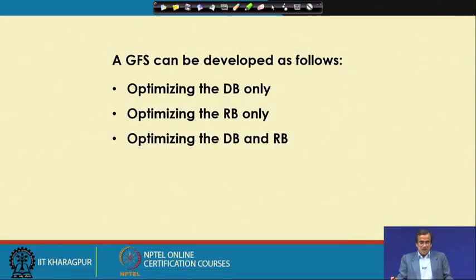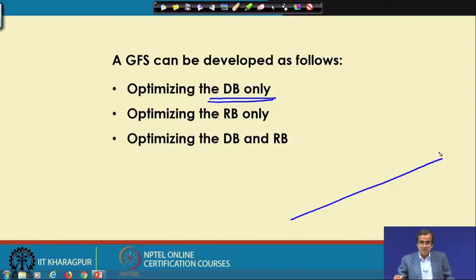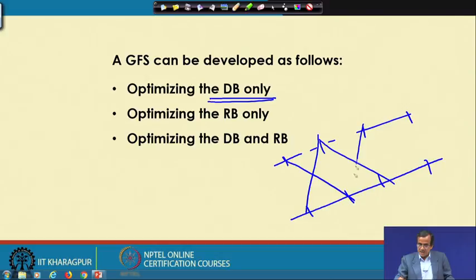Now, if you see the literature, this genetic fuzzy system actually has been defined in different ways. That means, we can optimize the database only. Now, how to optimize this particular database? If we take the same example of the triangular membership function distribution, for example, say this is the very near, this is the near distance, this is the far and this is very far.